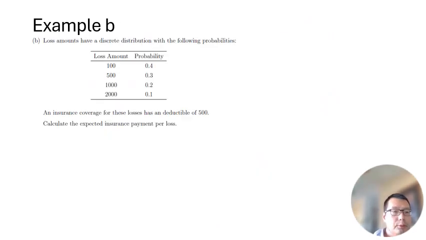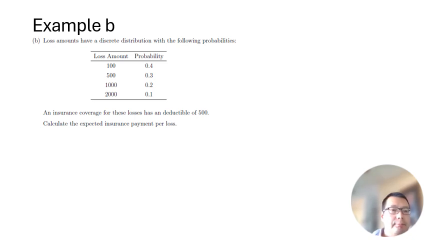Let's look at example B. Loss amount has a discrete distribution with the following probability. An insurance coverage for these losses has a deductible of 500. Calculate expected insurance payment per loss.